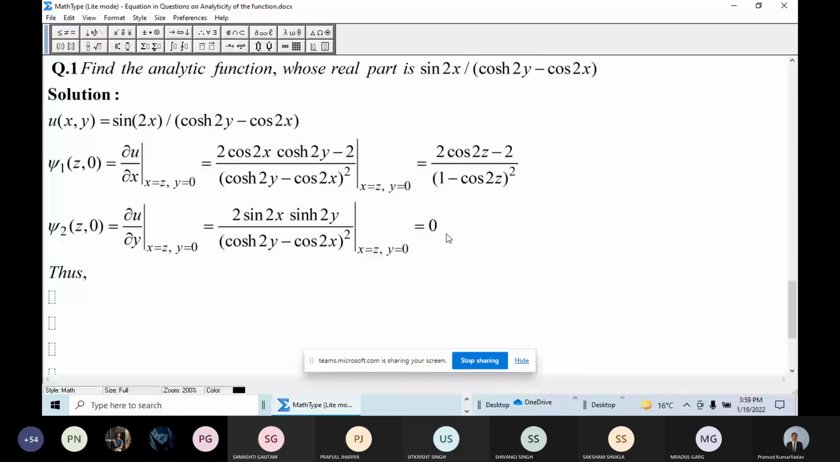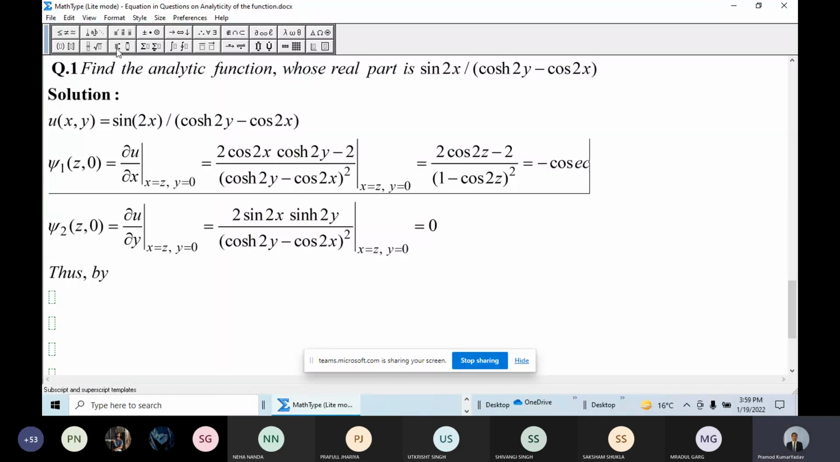Sir, I think we can simplify psi 1, like we can cancel cos 2z minus 1. Yes, using the cos 2A formula, we may simplify it. We'll do this simplification later on. After simplifying, what is coming? If you did, then please tell me the solution. Uh, sir, I'm not sure, but I think we'll get minus cosecant square z. Chalo. We may proceed with that one. You may confirm it. Yes, this one. Okay.